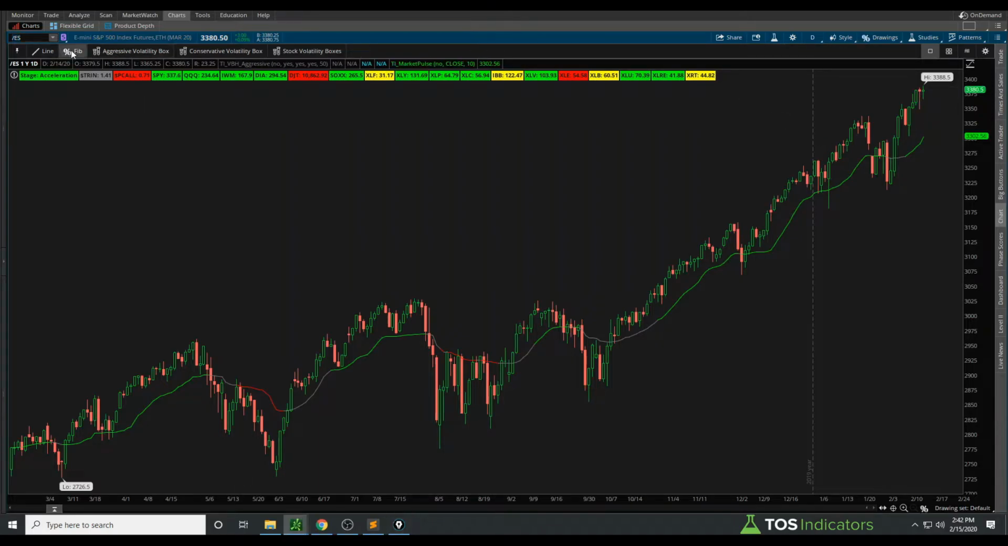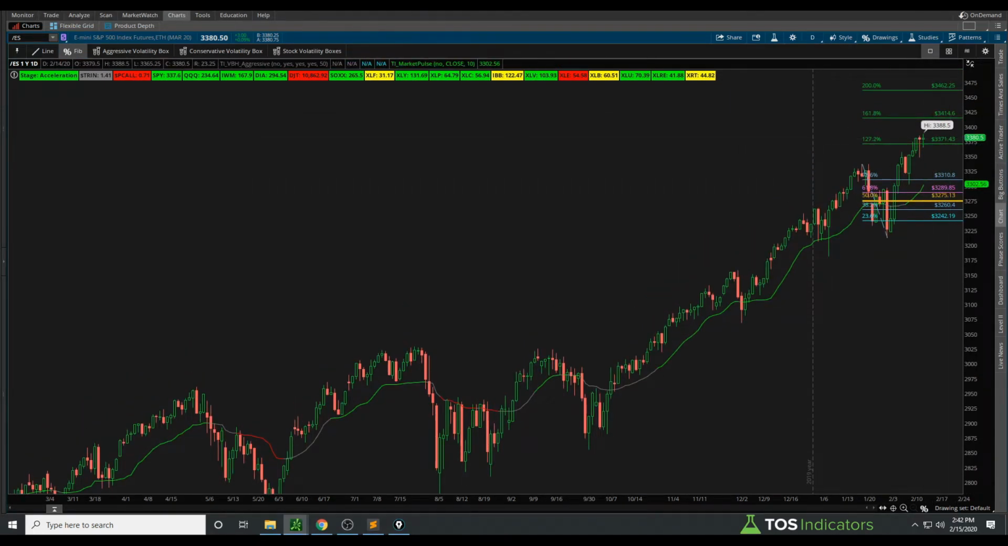Now, something else that's interesting for those of you that use fibs in your trading is if you draw this high to this swing low, you can take a look that we've just made our 1272 extension, which also seems like a decent place to start to pull back.